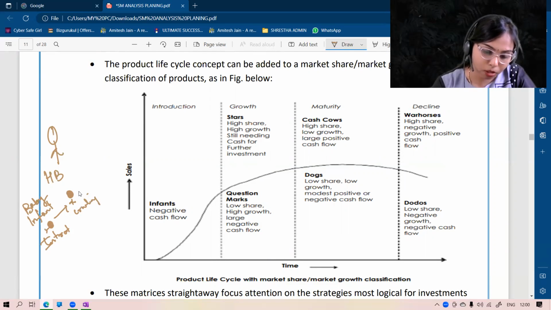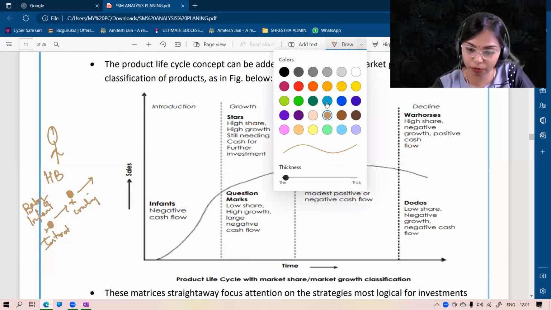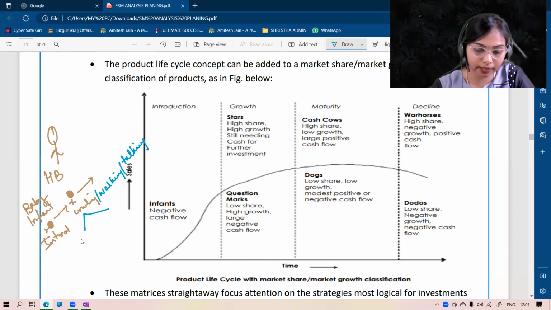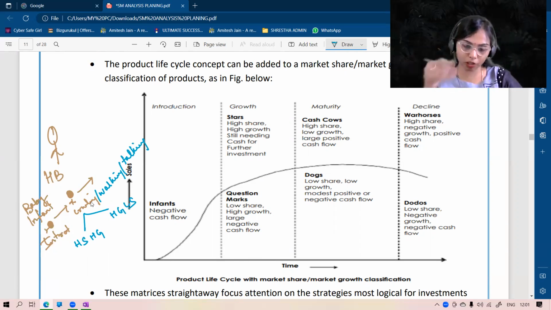Then slowly, this crawling can go two ways. It either stays crawling, or it starts walking and talking. It can be high share, high growth, or it can be high growth, low share. These are the two ways of this particular stage.